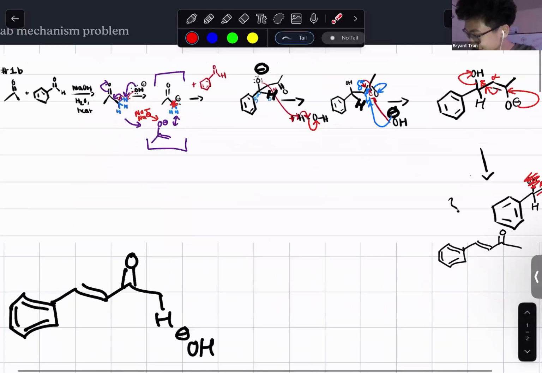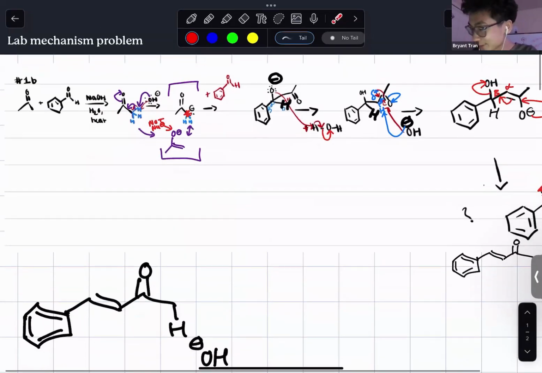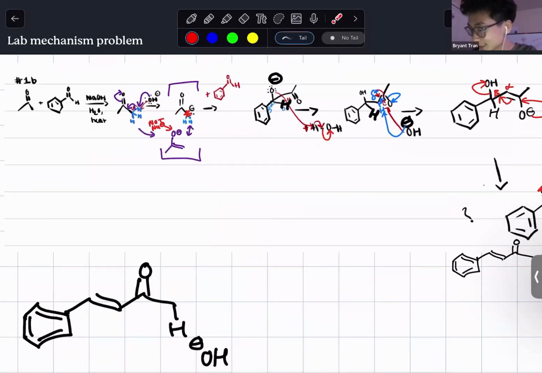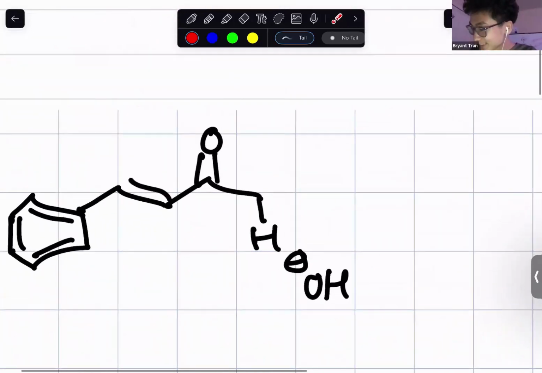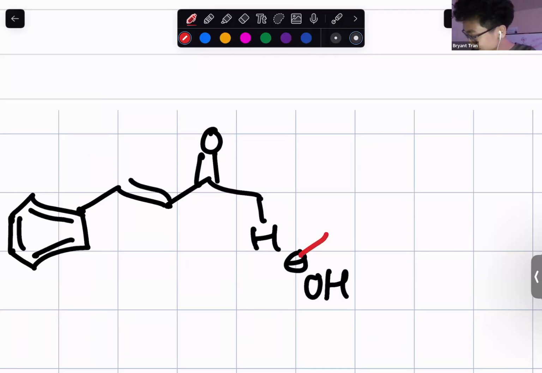Yeah. So you know how it's very nitpicky on the mechanism, like all the arrows, movement, and charges, and how you draw things. So the next thing here is that we're going to grab this alpha hydrogen right here, and you could do it both ways.